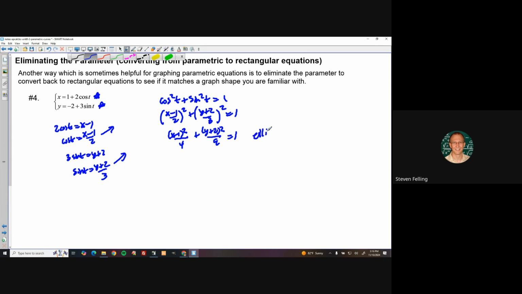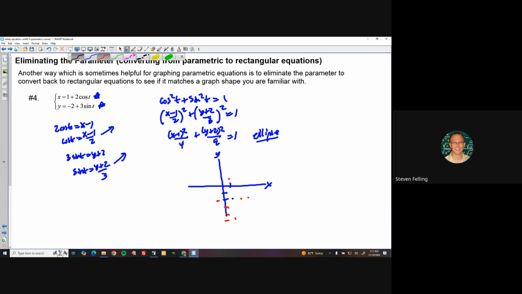And we recognize that as an ellipse, which means we could graph this by using the center, which would be at 1, negative 2, right? And then we could go over, this is 2 squared, so we would go 2 in the x direction. And we would go, let's see, that's 9, so 3 in the y direction.